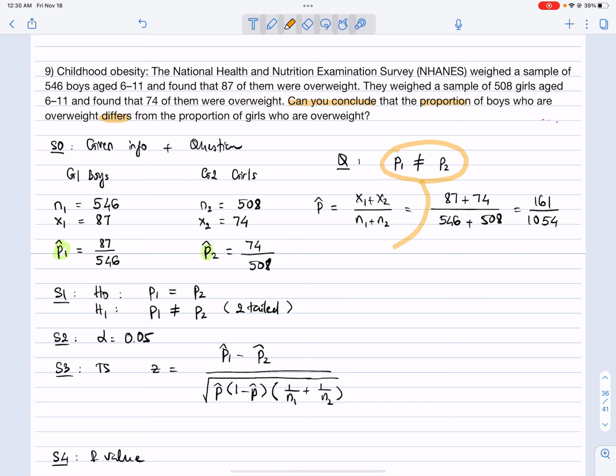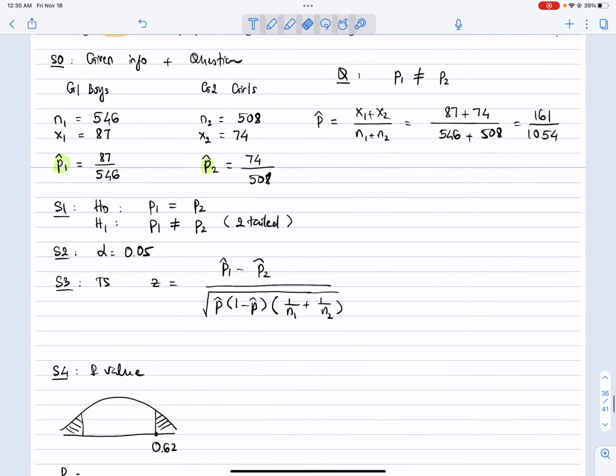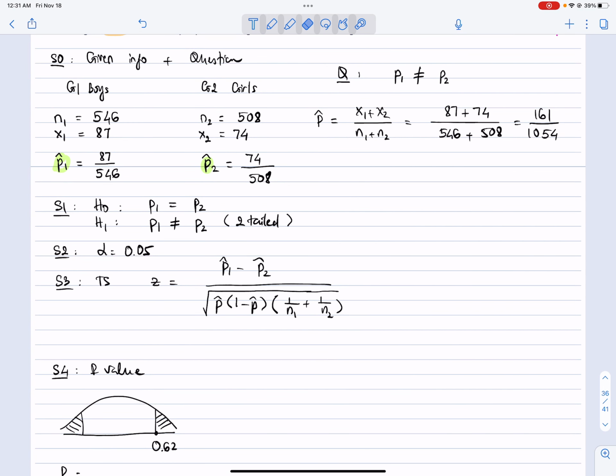Now this will go to the null, and the opposite to the equal sign is not equal. In this case, they don't mention greater than or less than, so we use not equal, and that is the two-tailed test. Step number 2 is alpha 0.05. We will just go ahead and plug in the numbers that we have before.